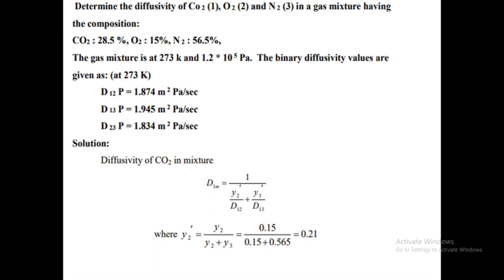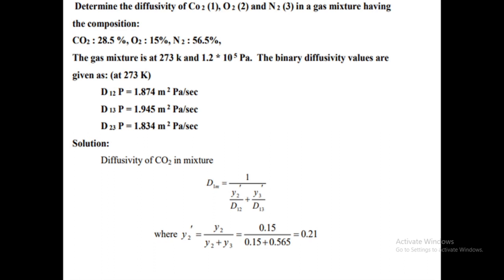Binary diffusivity values are given at 273 Kelvin: D12P is equal to 1.874 meter square Pascal per second. Are you clear? Here it is diffusion of the first component through the second component, multiplied with the pressure. Diffusivity has the unit meter square per second; when this parameter is multiplied with the pressure, we get meter square Pascal per second.